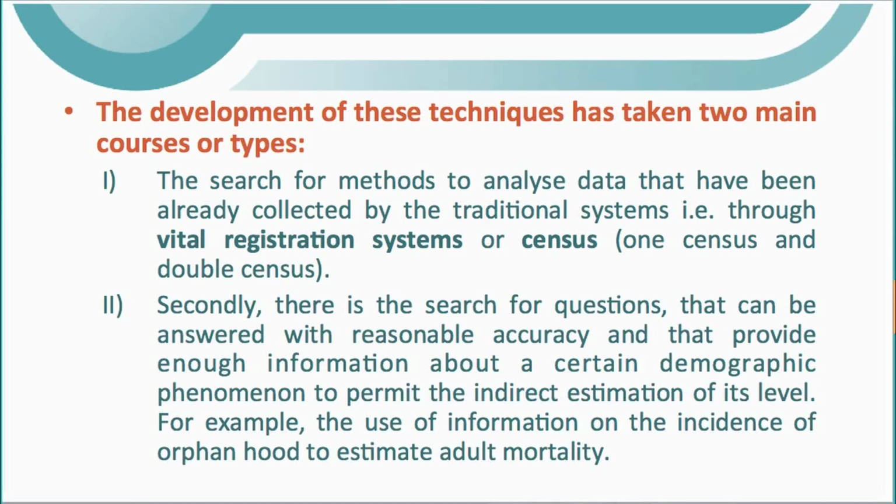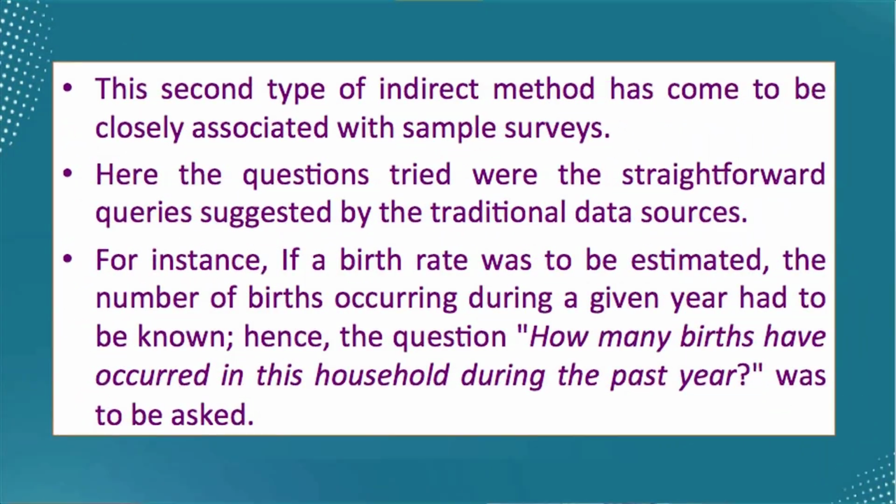Secondly, there is the search for questions that can be answered with reasonable accuracy and that provide enough information about a certain demographic phenomenon to permit the indirect estimation of its level. For example, the use of information on the incidence of orphanhood to estimate adult mortality can be considered one of its examples. Because of their reliance upon special types of questions, this second type of indirect method has come to be closely associated with sample surveys.